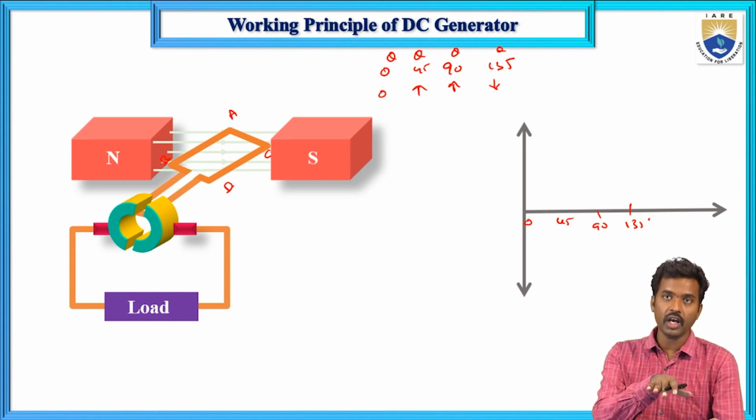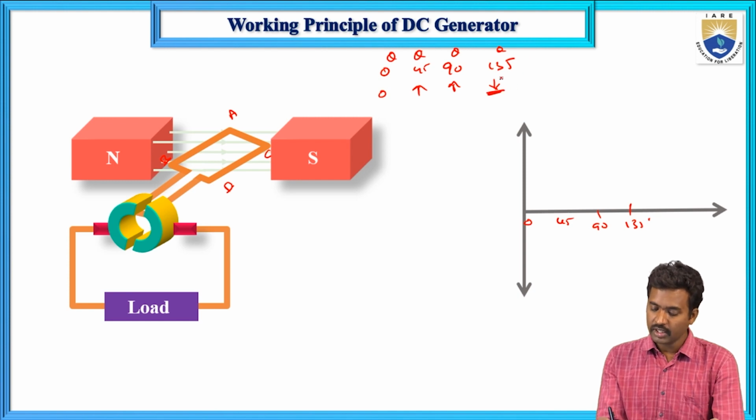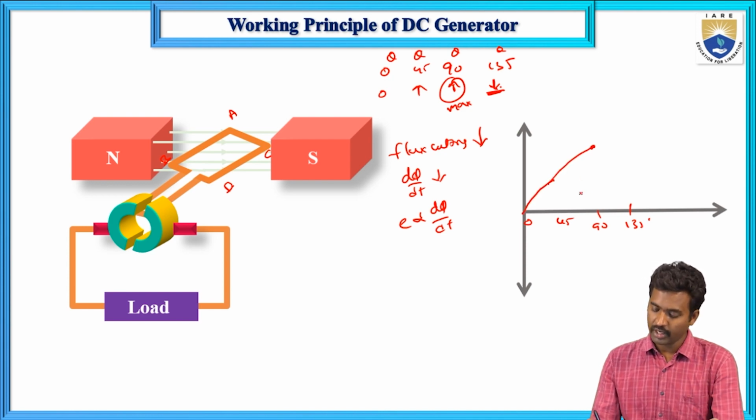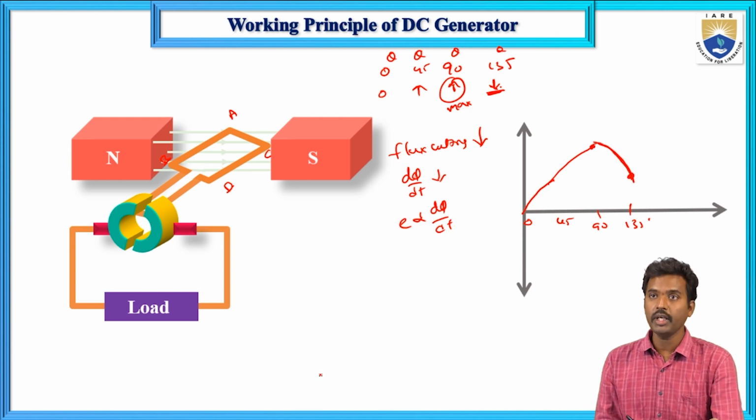Now rotated anti-clockwise by again 45 degrees, to 135 degrees. Here is the maximum flux cutting. At 135 degrees, flux cutting decreases, so d phi by dt decreases, and E is directly proportional to d phi by dt. Here it increased to the maximum value, and here flux cutting decreases and induced EMF decreases.